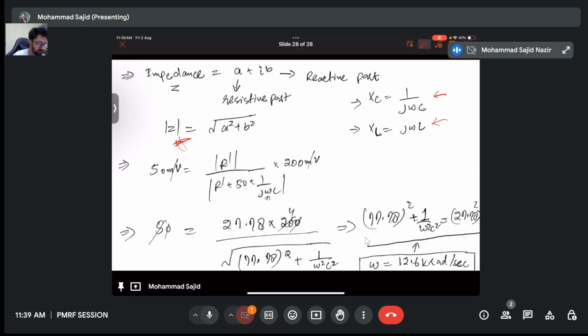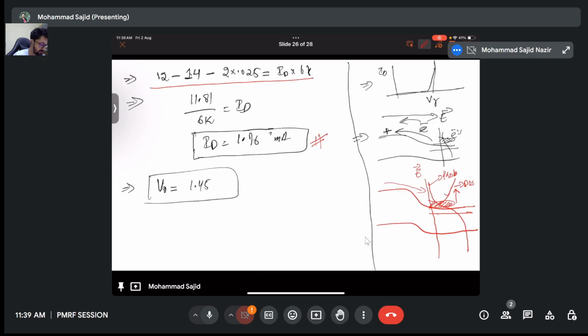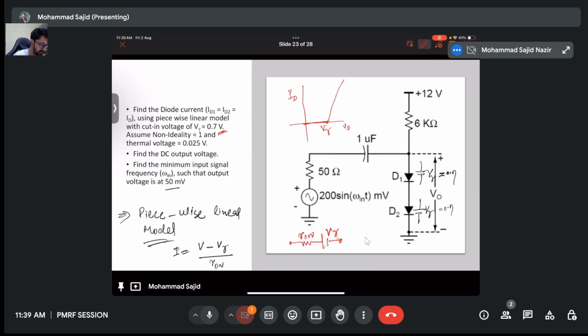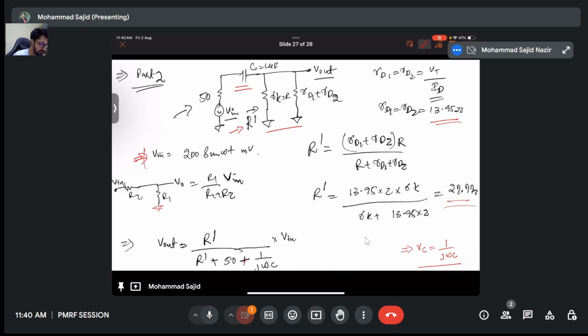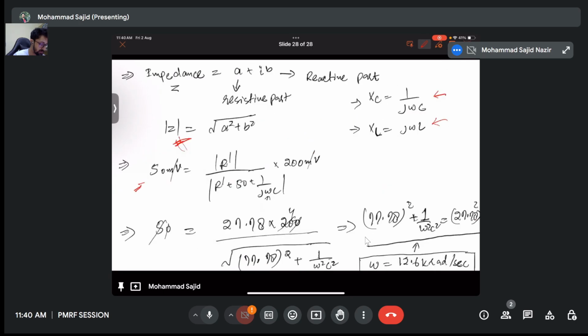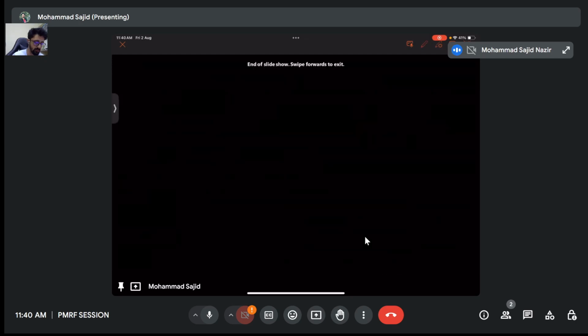So this is 50 millivolt. We need to find the frequency, and the output is at 50 millivolt. So that's why 50 millivolt is equivalent to magnitude R dash divided by magnitude of (R dash plus 50 plus 1 by j omega C), multiplied by 200 millivolt. Milli and milli will cancel. And you see that in the equation you will have this omega squared. You know the C. Now the only unknown is omega, so you can find this omega as 12.6 kiloradian per second.